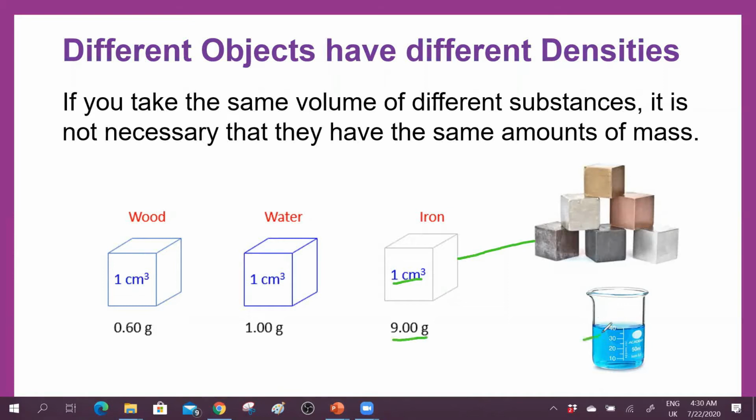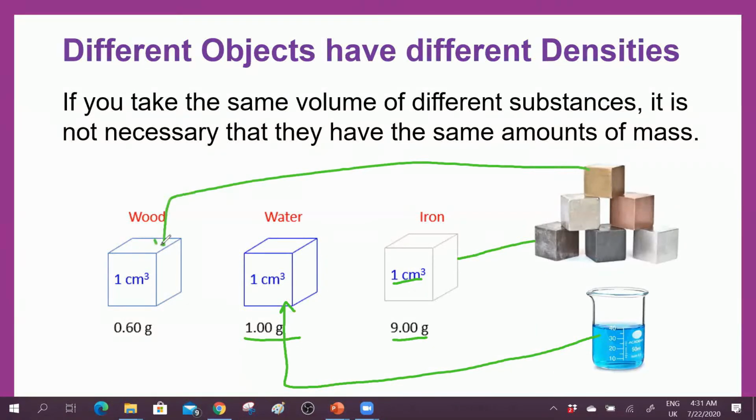If we insert water in the volume of 1 cubic centimeter, the mass of the water in 1 cubic centimeter will be 1 gram. If we take one wooden cube, the mass of 1 cubic centimeter of wooden cube is 0.6 gram. So the 3 containers have the same volume, but the amount of mass contained is different.